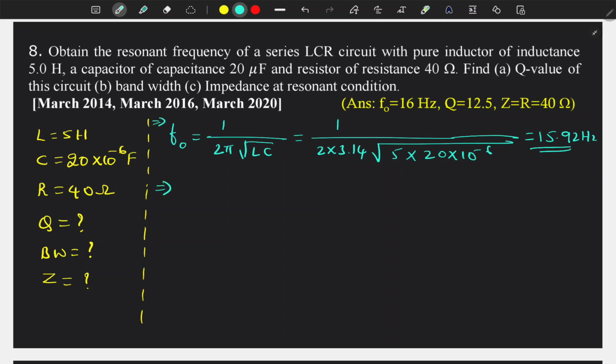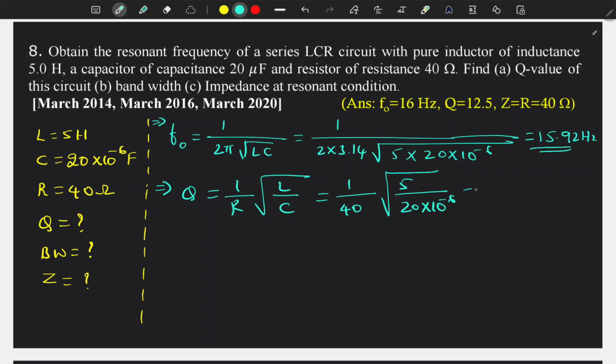Second thing, we need to find out quality factor. So Q factor formula is 1 divided by R square root of L by C. So 1 divided by R is 40 ohms, L is 5 Henry, divided by C is 20 into 10 to the power minus 6. That is equal to 12.5. There is no unit for this, the quality factor.